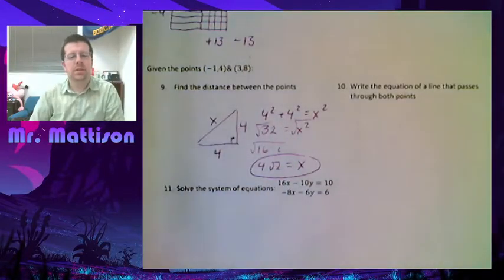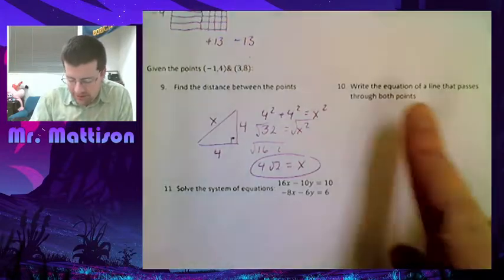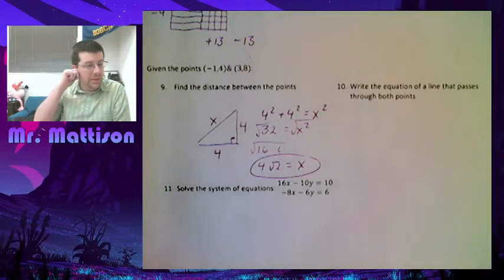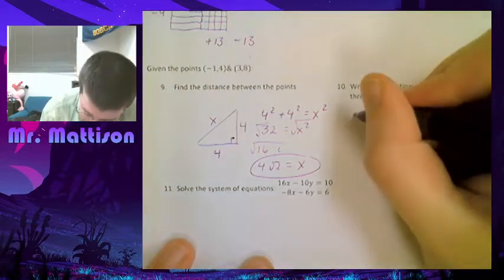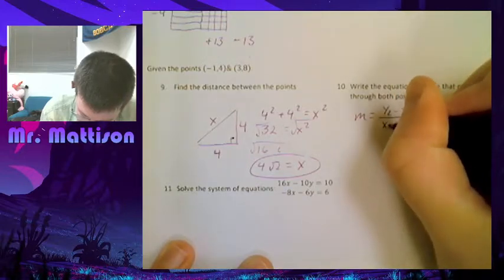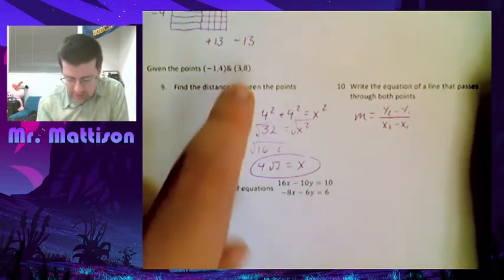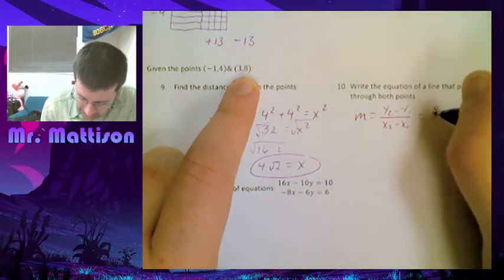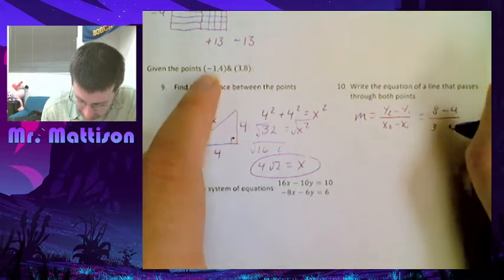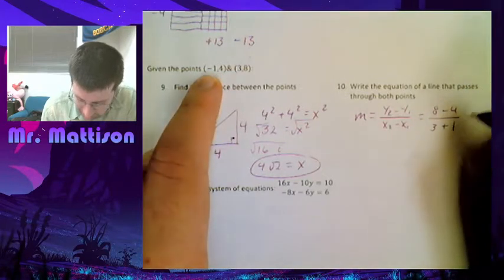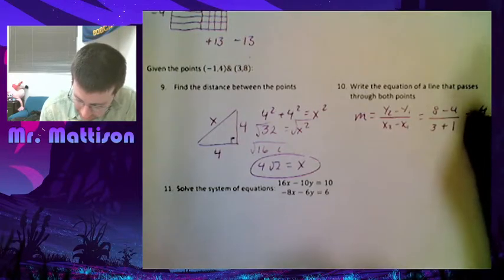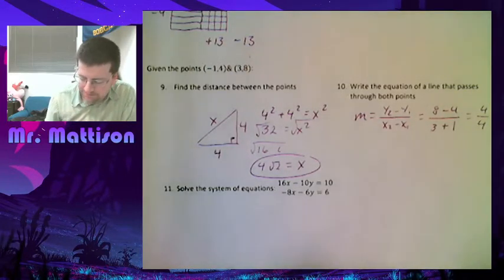There we go. Okay. All right, now we're trying to write the equation of a line that passes through both points. So we first want to find the slope here. To find my slope, that's my y2 minus y1 over x2 minus x1. So we're going to do 8 minus 4 over 3 minus a negative 1, which makes it a plus 1 there. So that gives us 4 over 4, which is 1.